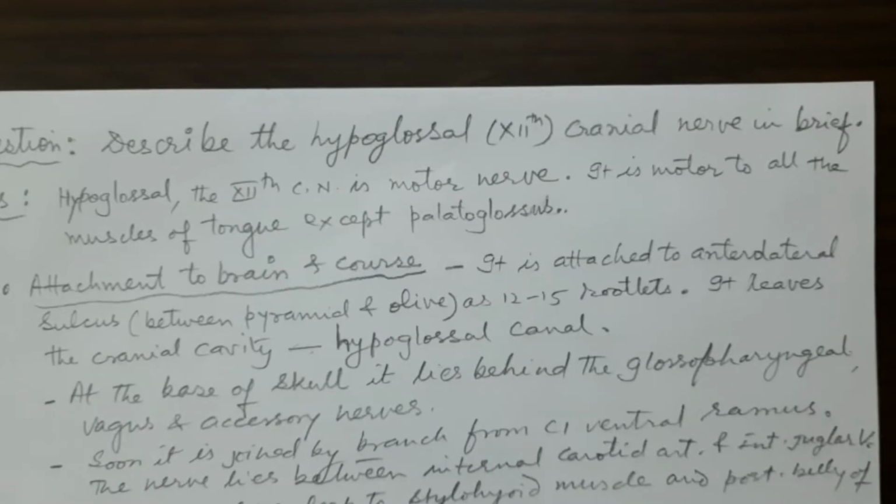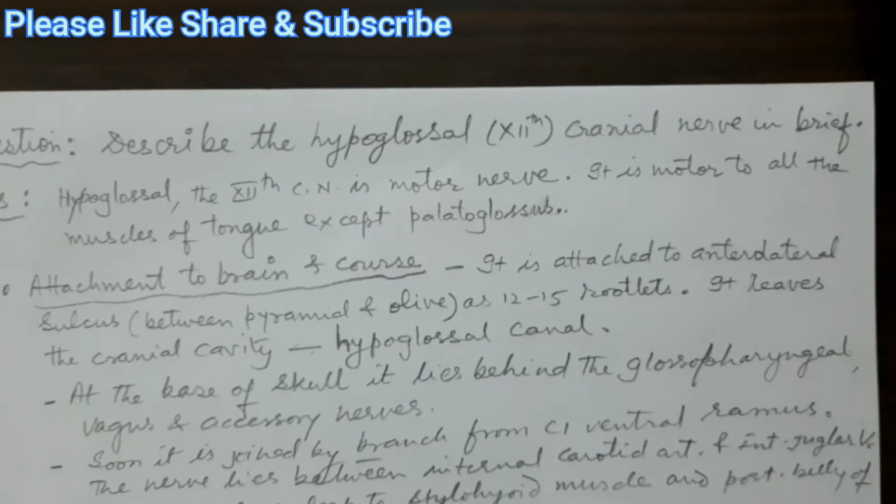Welcome back, students. After seeing the video of the 11th cranial nerve, the accessory, this is the last cranial nerve in the series, called the 12th cranial nerve or the hypoglossal nerve. Now this cranial nerve, similar to the 11th cranial nerve, is also a motor nerve. So the 12th hypoglossal nerve is a motor nerve.